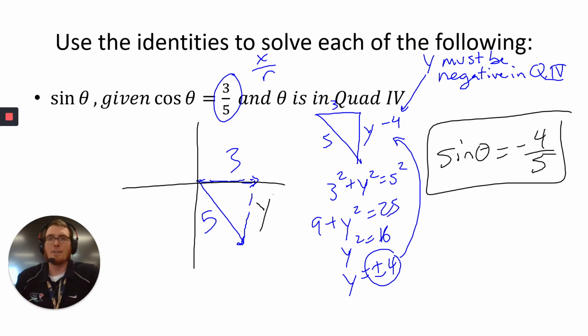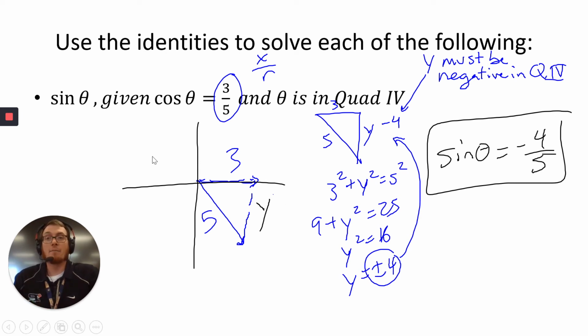Okay, so given that cosine is 3 over 5, essentially what you're saying here is that x is 3 and r is 5, and it's in quadrant 4. So just draw your picture in quadrant 4 with x being 3 and r being 5, and then do Pythagorean theorem and find the missing piece, and y is 4. The thing you want to make sure of is that y is negative 4 because it's going downward. Now, if you forget that, there's another option we'll talk about at the very end of this question. But don't forget that it should be negative 4.